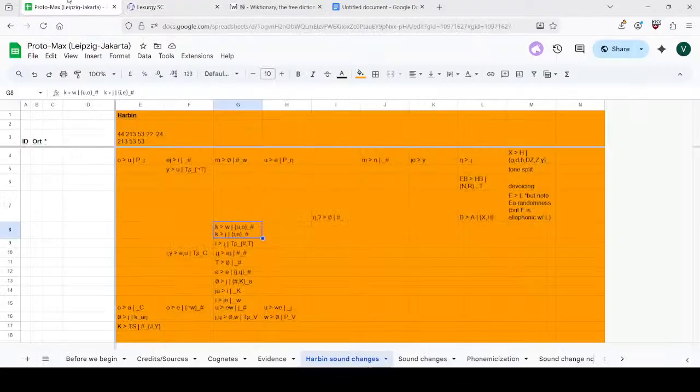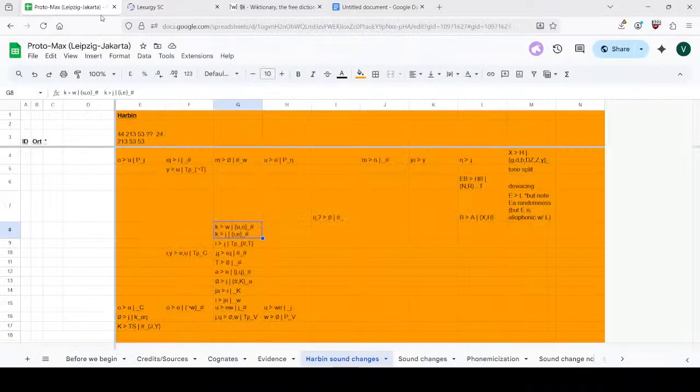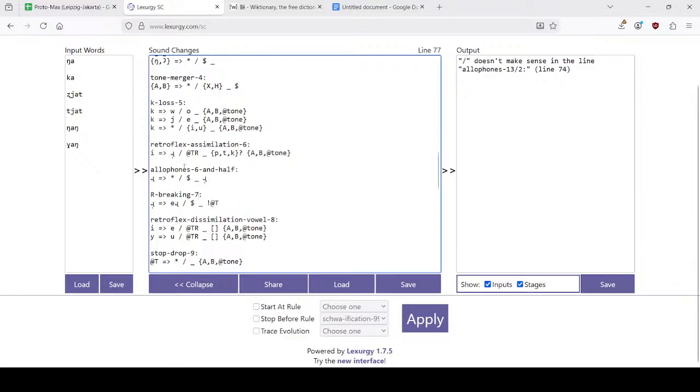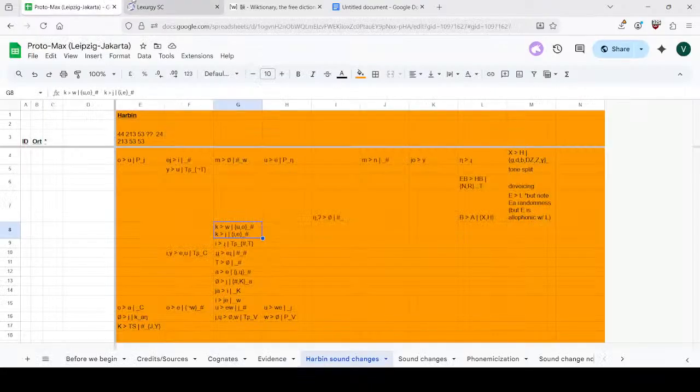Retroflex assimilation, does that? Yes, because they're both retroflex. Wait, where's R breaking? R breaking is to R for a non-stop. Okay, yeah. The syllable r becoming r. And this happens at the same time as the retroflex assimilation, right? Okay, and then stop, drop, and roll becomes 8, and then yaw smoothing becomes 9.